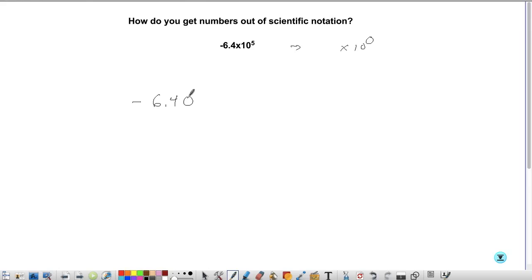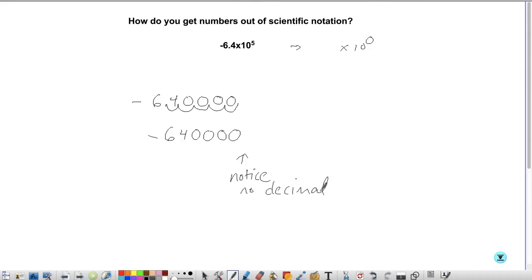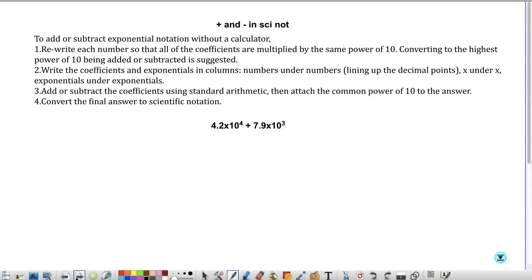So here's my 6.4. I'm just going to add a bunch of zeros. I don't know how many for sure. And then I'm going to move it to the right 5 decimal places. So this is 6400000. Don't forget the negative. Very important not to change the sign of your numbers. Now notice that I did not put a decimal place. When you add zeros to go into fixed decimal notation, those zeros are not significant.